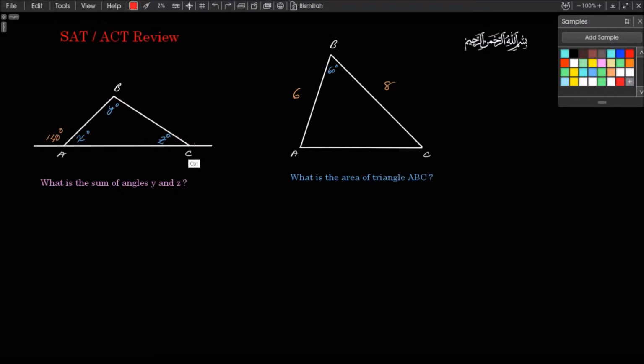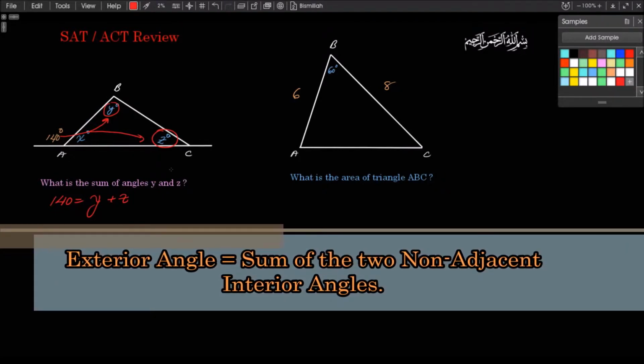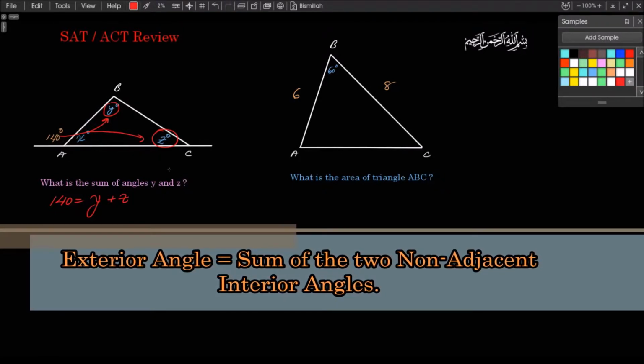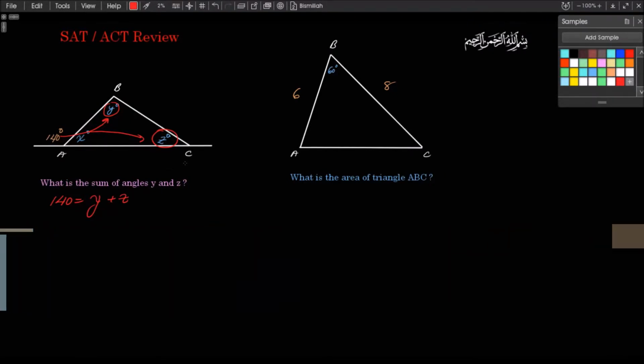Now the exterior angle theorem states that the exterior angle is the sum of the two non-adjacent interior angles. That is, 140 degrees is equal to y plus z. Again, the exterior angle theorem states that the exterior angle is the sum of the two non-adjacent interior angles. So therefore y plus z is 140, and that is the answer to this question.